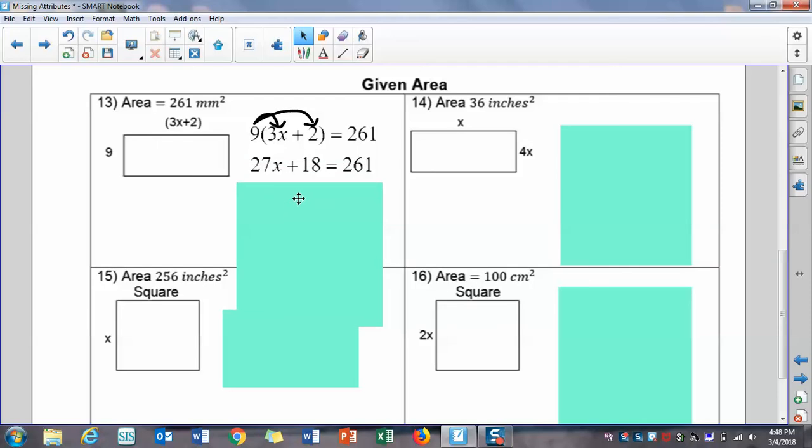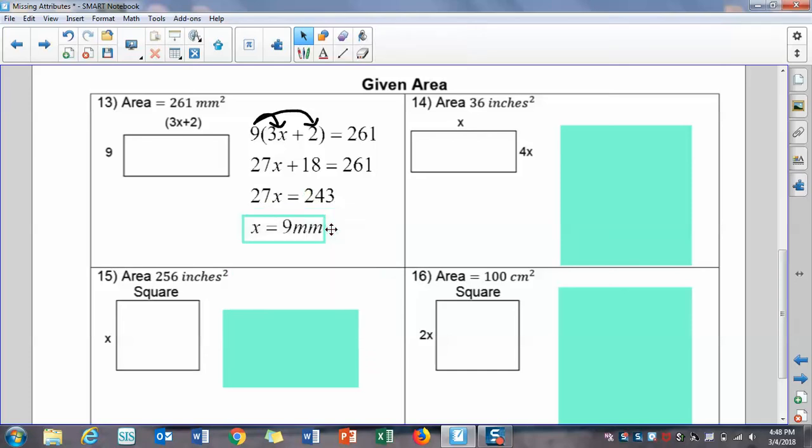We want to get rid of our constant first, so inverse operation of adding 18 would be to subtract 18 from both sides to get 27x is equal to 243. And on our last step, to get x isolated, we want to divide both sides by 27 to get an answer of 9 millimeters. And remember to be careful, x here would just be 9. Okay, that's what's missing.